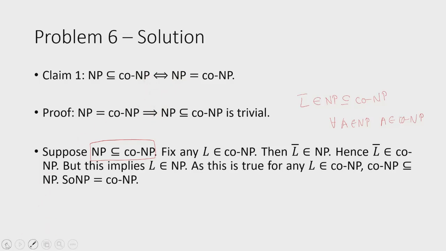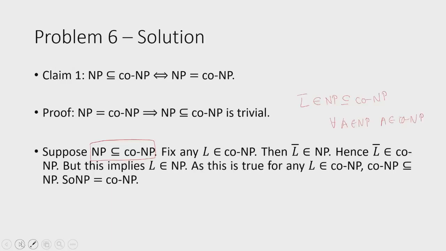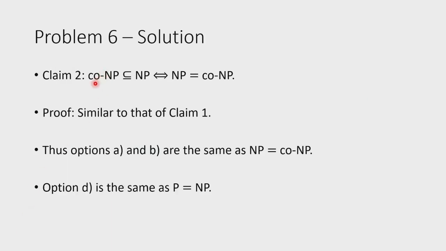Now we know that proving whether NP is equal to co-NP or not is an open problem, which means that the first option is not known to be true. Then the second claim is sort of analogous. The second claim says that co-NP contained in NP if and only if NP is equal to co-NP.